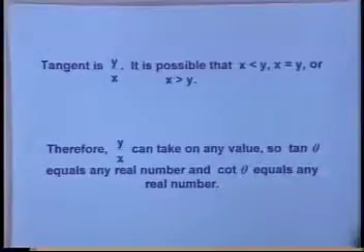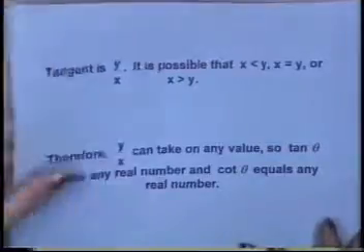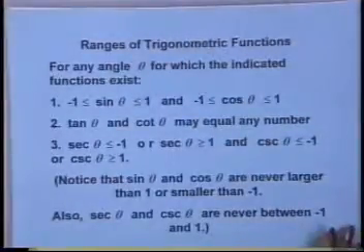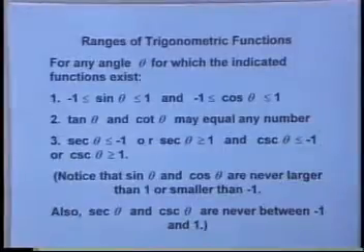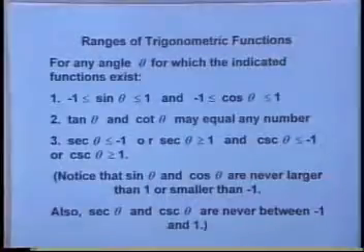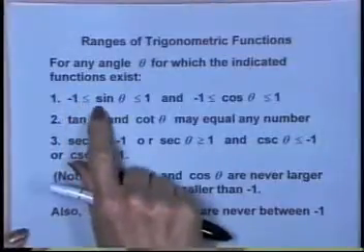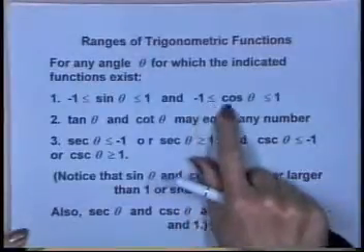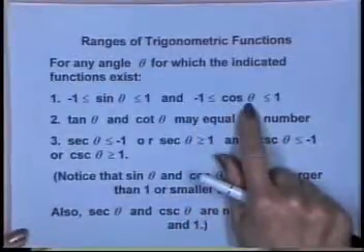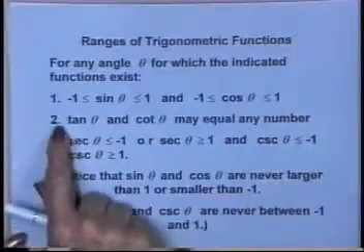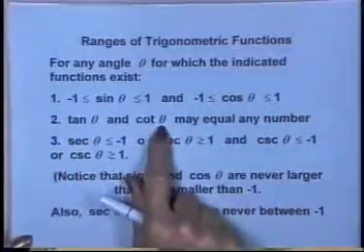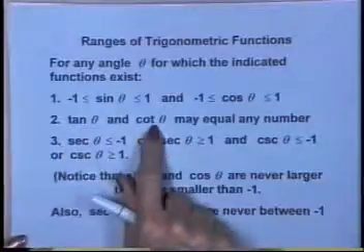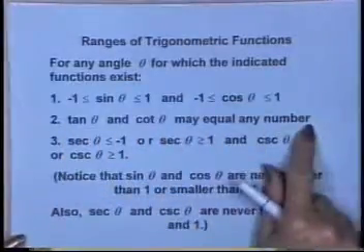Here is a summary of these relationships. Now you need to know the ranges of the trig functions. For any angle theta for which the indicated functions exist, negative 1 is less than or equal to the sine of theta is less than or equal to 1, and negative 1 is less than or equal to the cosine of theta, and the cosine of theta is less than or equal to 1. For your tangent and your cotangent functions, the tangent of theta and the cotangent of theta may equal any number.